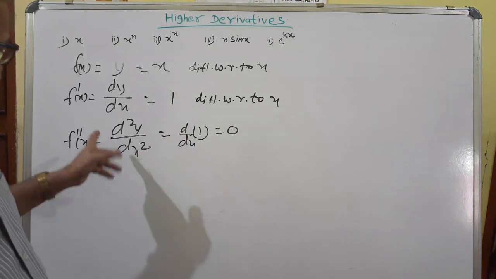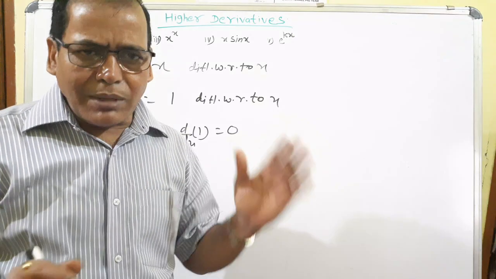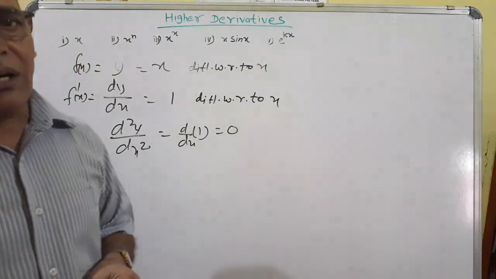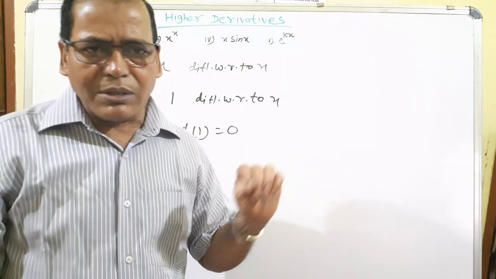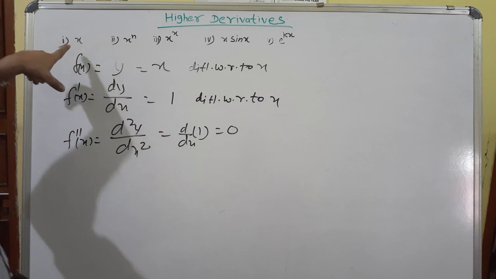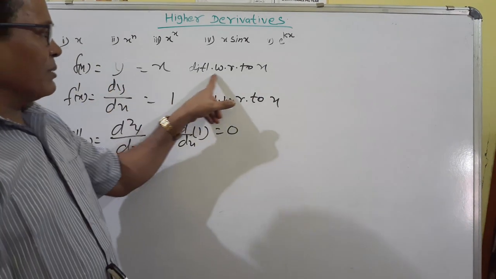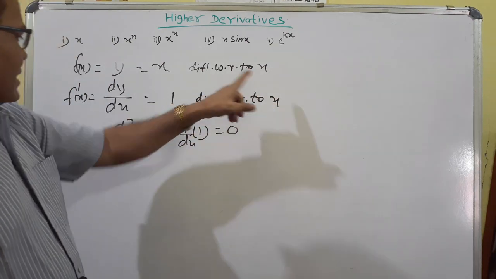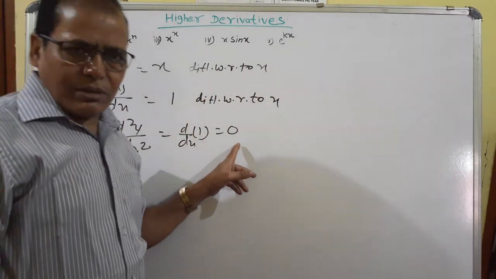We need at most second and third order of derivative, because in maxima and minima we need to know whether the second order derivative is negative, positive or equal to 0. So we will learn from these examples. The first example: if y is equal to x, differentiating with respect to x, dy by dx is 1 and d2y by dx2 is equal to 0.